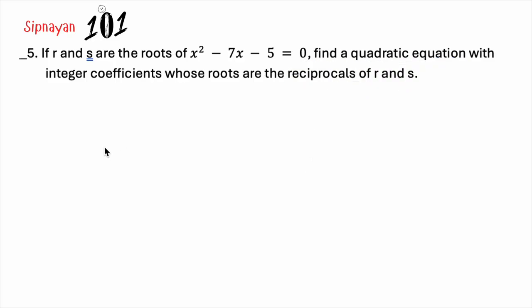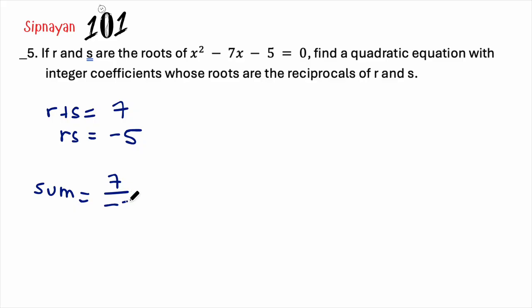We can use Vieta's formula, or the sum of the roots. So the sum of the roots, r plus s, is equal to 7, I believe. And the product of the two roots must be equal to negative 5. Okay? So for the reciprocals, we can even write the sum as 7 over negative 5. And the product here, we can even write it as 1 over negative 5. Okay, so using Vieta's formula.